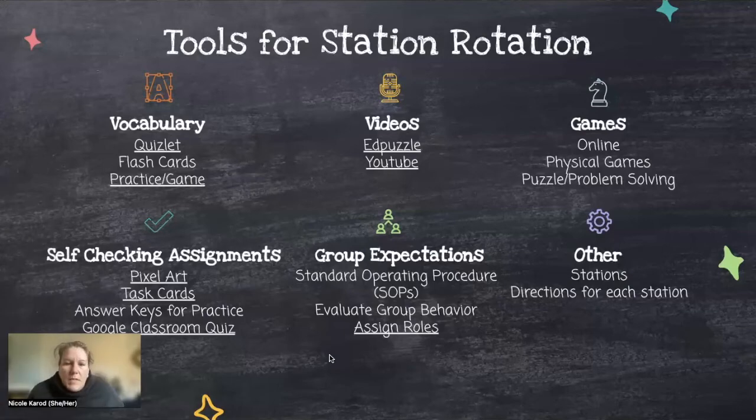So for group expectations, this is super important. I set up standard operating procedures or SOPs for my groups. What do I want my groups to look like? How should they sound? How should they look? So really setting that up with your students beforehand so that they know what is expected of them. And then once you've done that, have your kids evaluate their behavior. Is this going well? What didn't go well? And I've put a rubric, one example, in the notes that you can check out.